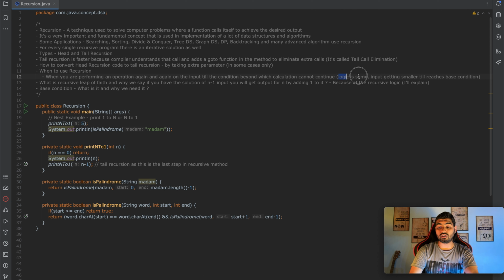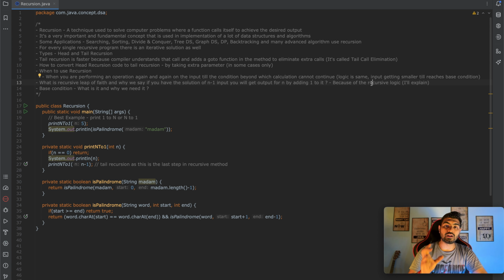In short, I have also written: logic is same, input getting smaller till it reaches base condition. So yes, this is the essence of it, but I understand that getting the intent, the intuition of using recursion, does not come just like that or with a few problems. That comes slowly with time. So what is the recursive leap of faith, and why do we say if you have the solution of n minus 1 input, you will get the output for n by adding 1 to it? The answer is very simple, because of the recursive logic. I'm going to explain.